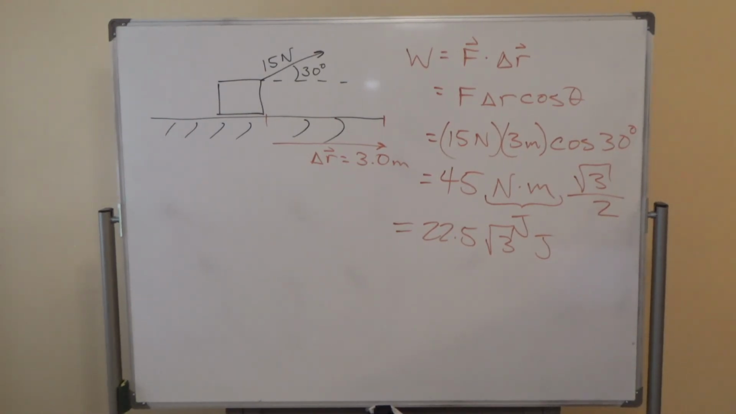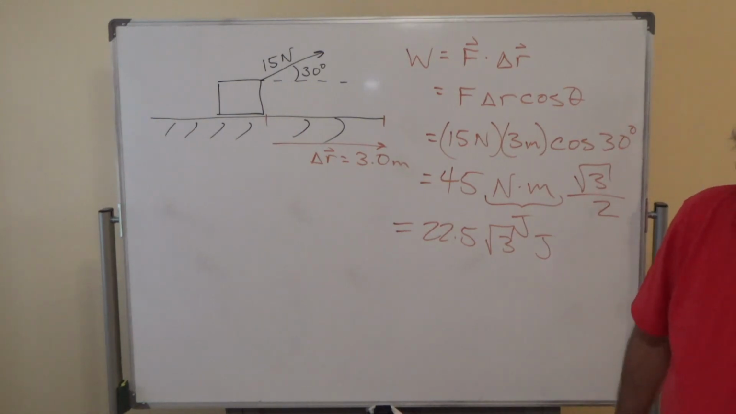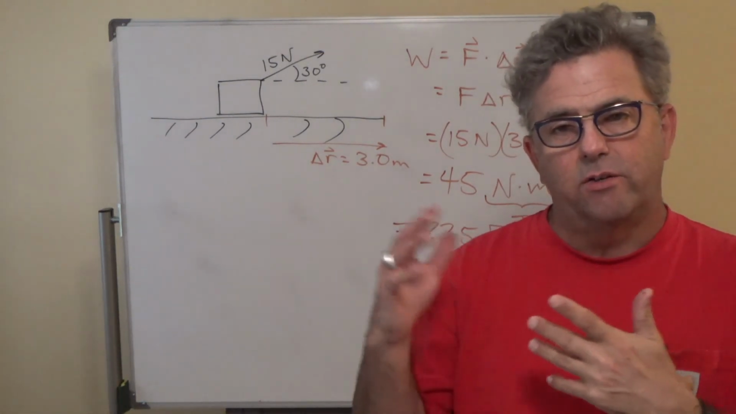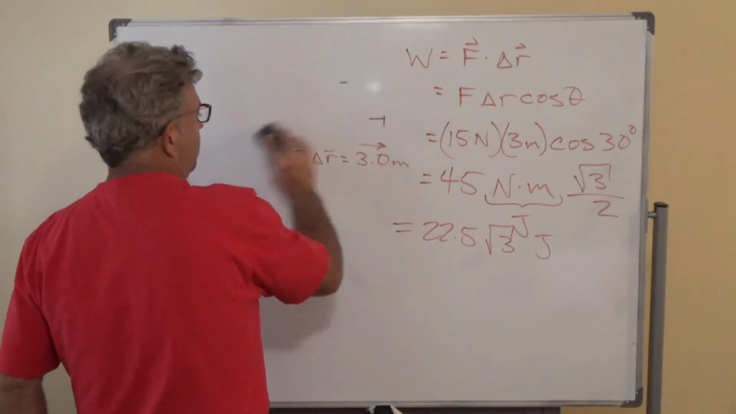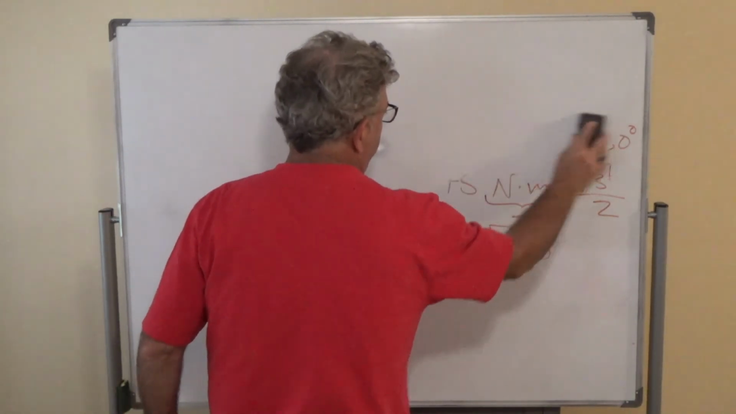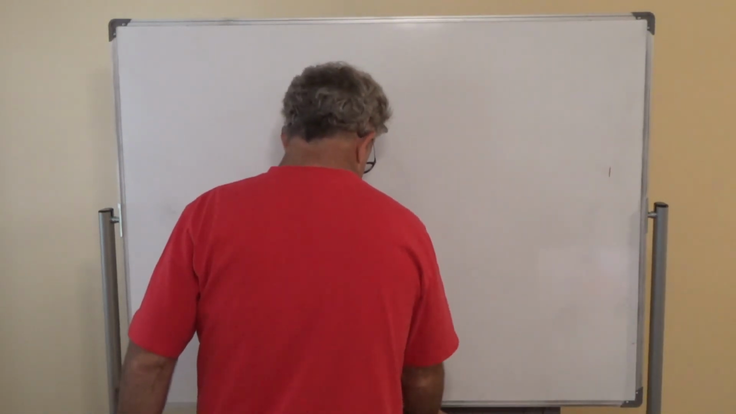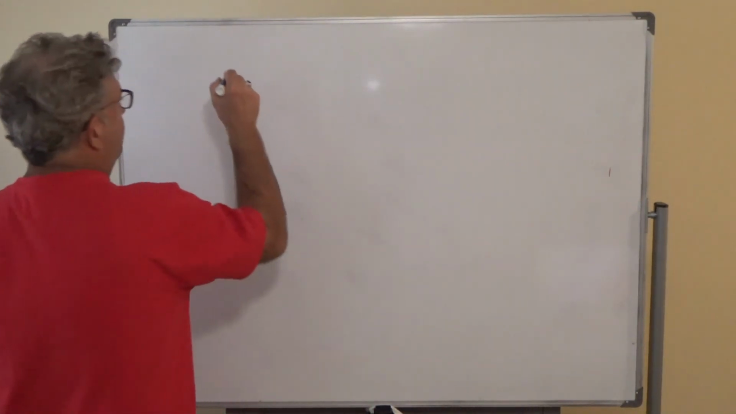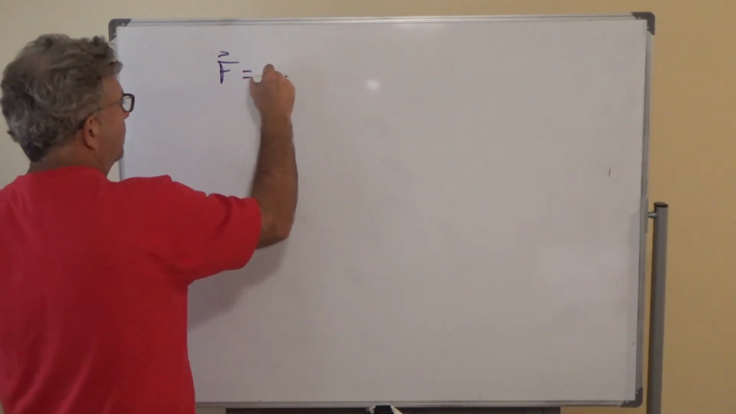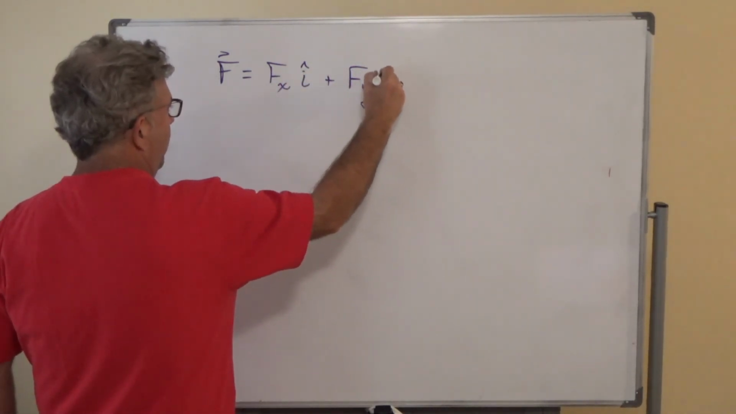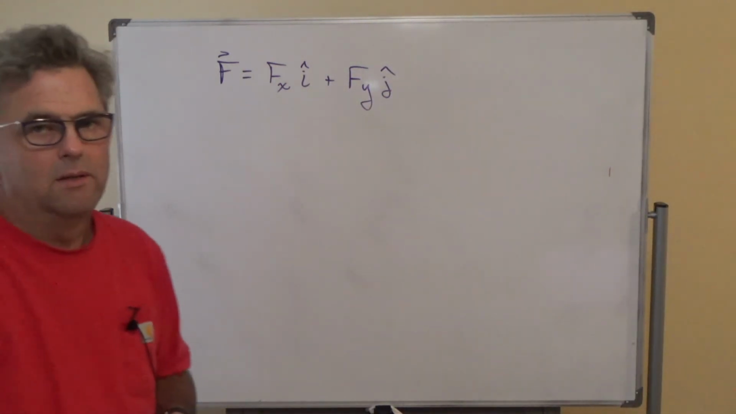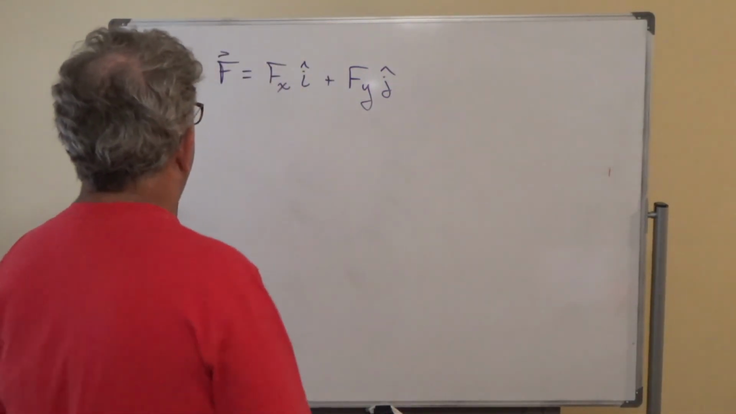You may see some cases where you have two vectors, a force vector and a displacement. Let me show you that real quick, because that may be in the homework. Let's say there is a force that is Fx i hat plus Fy j hat. And remember, these are constant forces, okay?